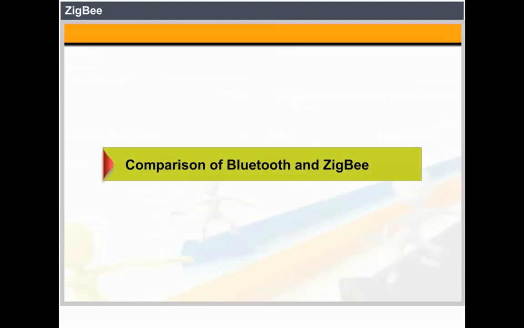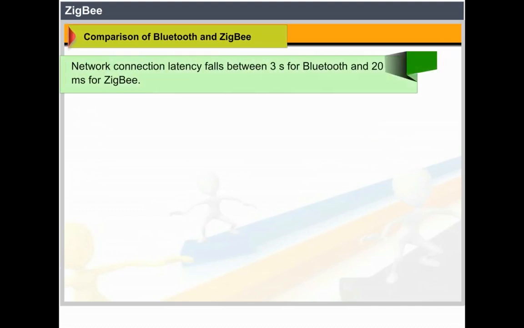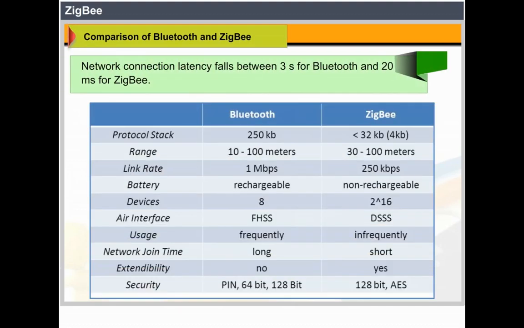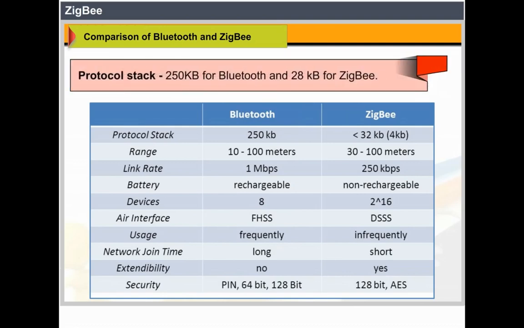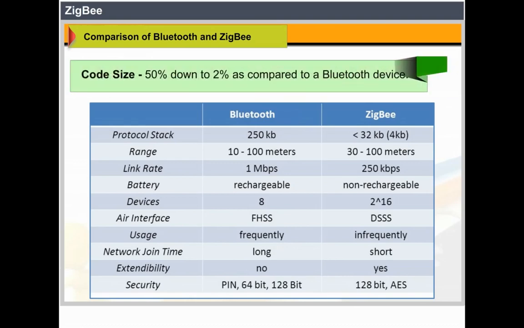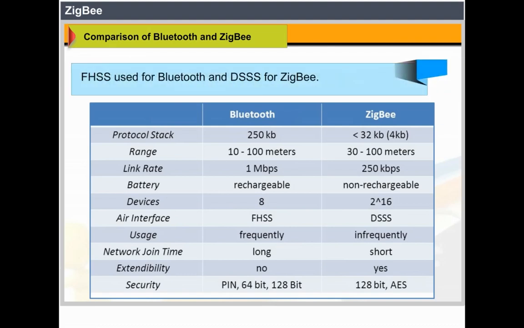Comparison of Bluetooth and ZigBee. Network connection latency: 3 s for Bluetooth and 20 ms for ZigBee. Bitrate: 1 Mbps for Bluetooth and 250 kbps for ZigBee. Protocol stack: 250 kB for Bluetooth and 28 kB for ZigBee. Code size: 50% down to 2% as compared to a Bluetooth device. FHSS used for Bluetooth and DSSS for ZigBee.